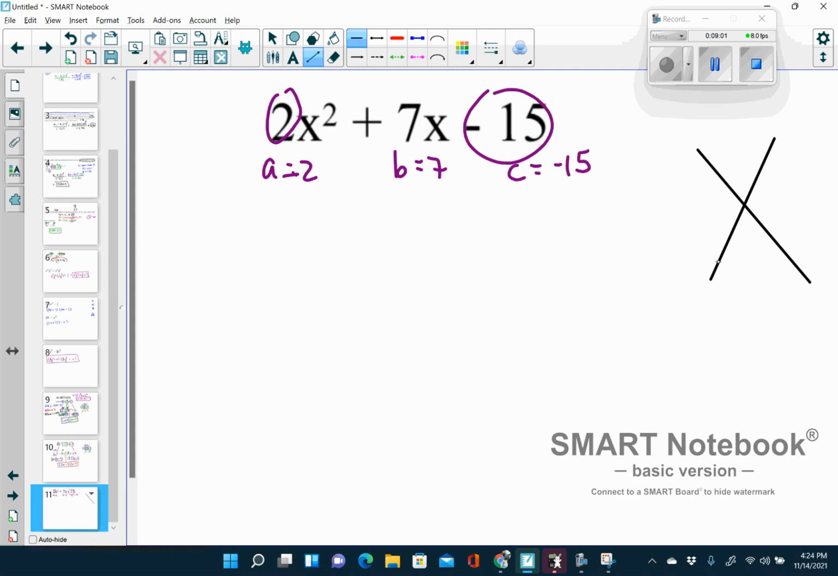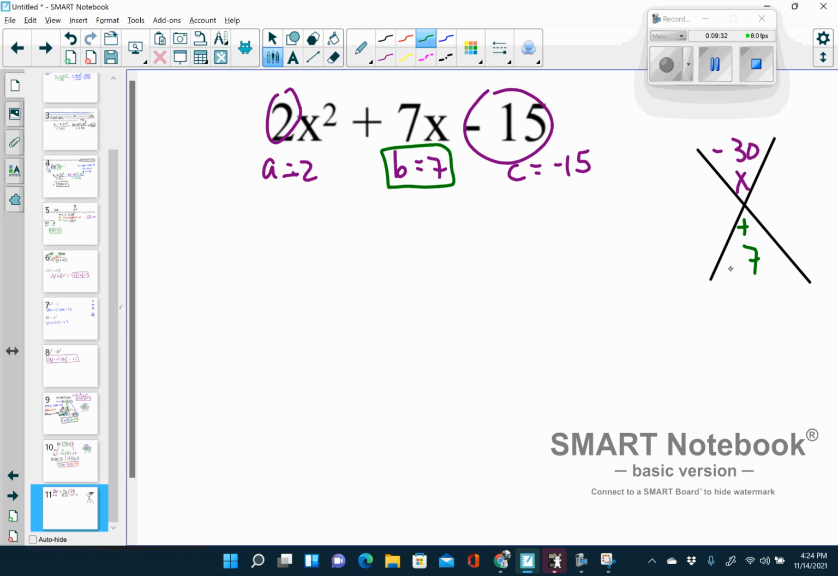So I'm looking for two numbers that multiply. All right. So you're going to take the 2 times negative 15. You're going to multiply them, and you're going to get negative 30. So we're looking for two numbers that multiply to be negative 30 and that add to be 7. 6 times 5 is 30. But that doesn't give me 7 when I add them or subtract them.